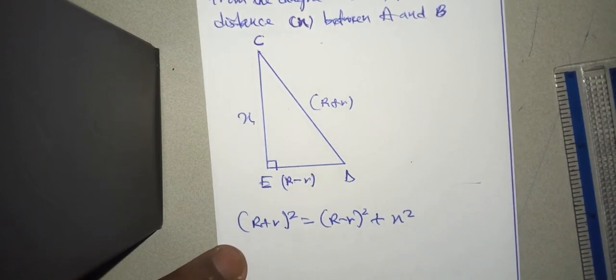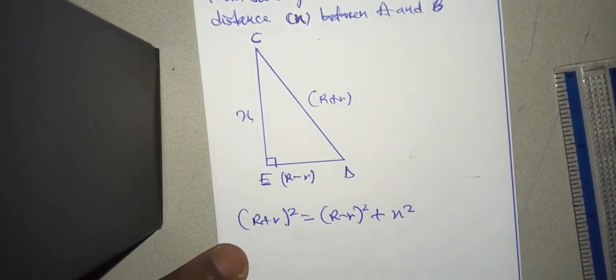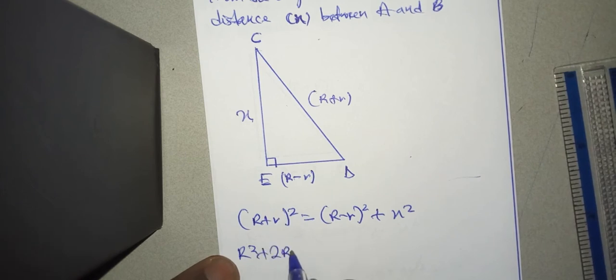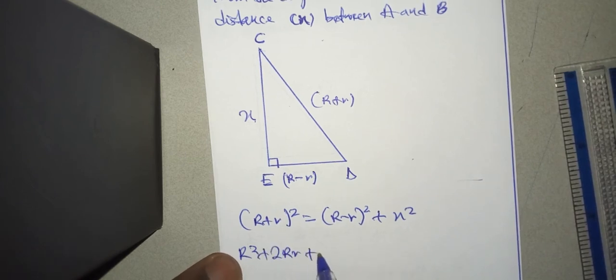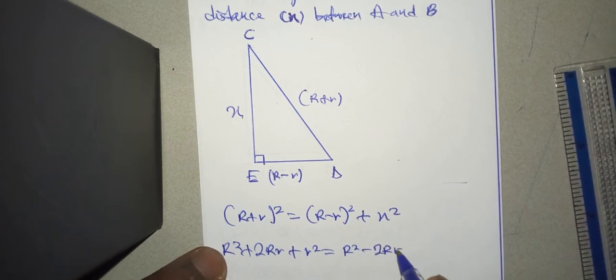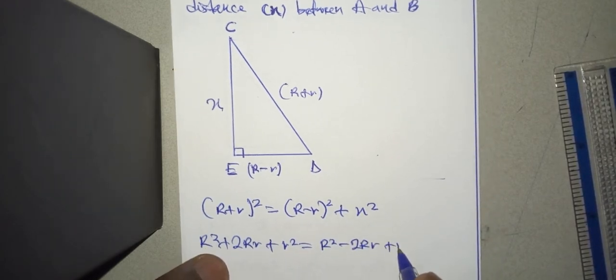Now, without wasting much time, let's quickly expand this using the shorter approach, so that you say: square the first, R squared, twice the product of the two, 2 capital R small r, square the last, plus r squared, equals the same thing here. Square the first, R squared, twice the product of the two, minus 2 capital R small r, square the last, plus r squared. Then we have plus s squared.